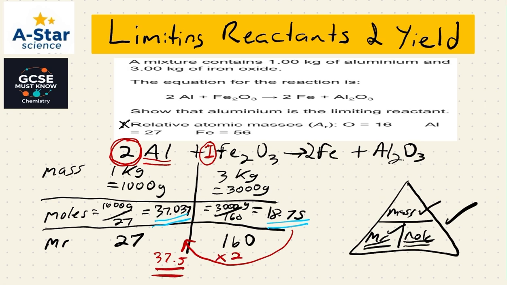That's how much aluminum we would need. And we can see that we do not have 37.5. We only have 37.037. And that means we've answered the question that aluminum is the limiting reactant because there's just not enough moles to react with the iron oxide.